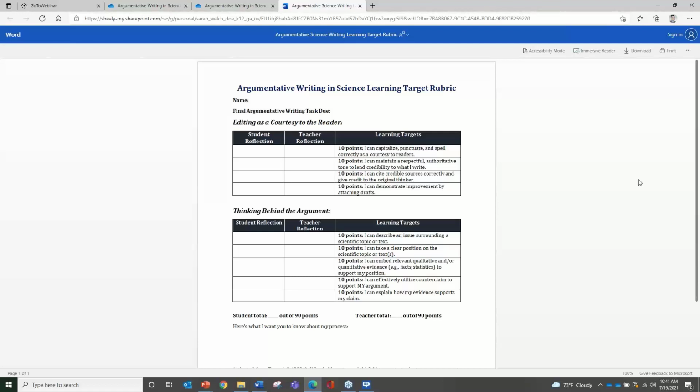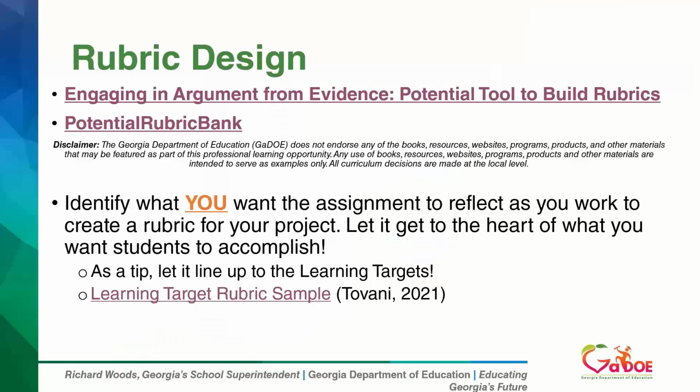So sort of breaking up that CER into elements with some support, and then the students would go through and score themselves and the teacher. And it would even give students a place at the bottom: here's what I want you to know about my process. So that's the place for them to maybe even communicate with their teacher about what they were thinking. So we can close out of that. But that's just an idea for a possible different kind of rubric that you could use.